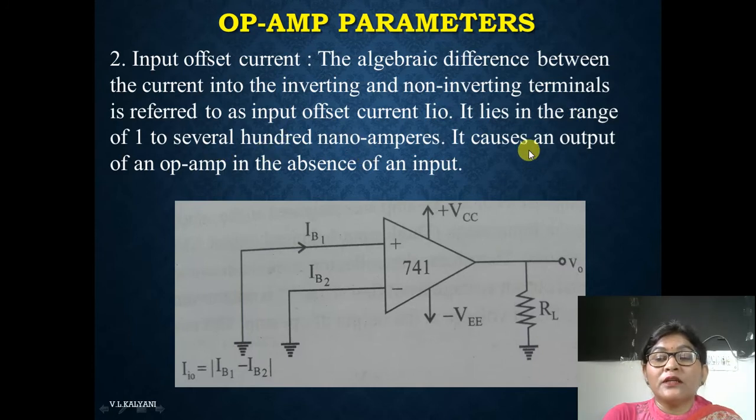It causes an output of an op-amp in the absence of input. So how to calculate this input offset current? With the help of this formula, that is equal to IB1 minus IB2.